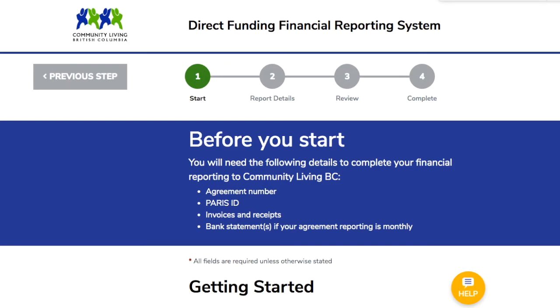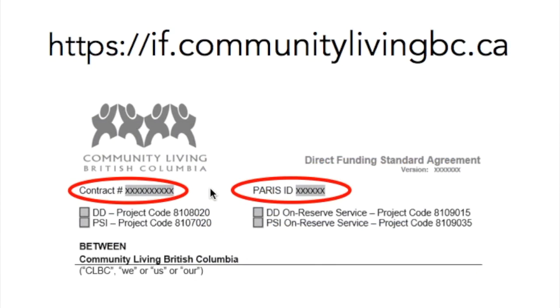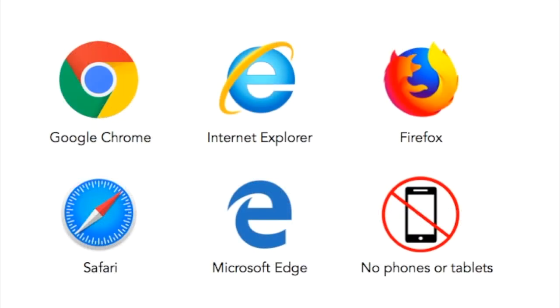on the reporting form. To prepare for completing the online financial report, you will need to have your agreement number and Paris ID, which can be found on the front page of your CLBC contract. You will also need any invoices and receipts and your bank statement for the reporting period. The website to complete the report can be found at https://if.communitylivingbc.ca.